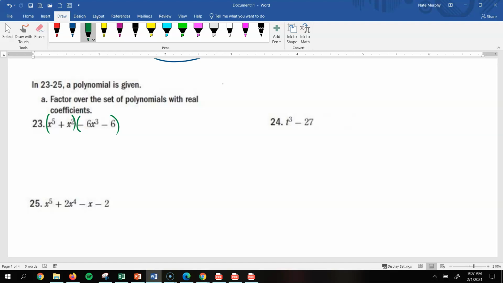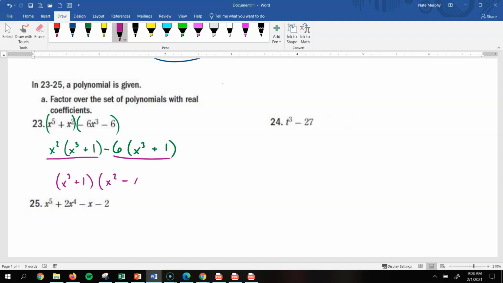All right, so in that first set of parentheses, I look for my greatest common factor, which would be x squared. So that would leave me with x cubed plus 1. In the second set of parentheses, since the first term is negative, I want to factor out a negative. And I see they're both divisible by 6, so factor out a negative 6. When you do that, negative 6x cubed divided by negative 6 would be a positive x cubed, and negative 6 divided by negative 6 would be a positive 1. So what we want to do is look at this as being two separate terms, and both of those terms have x cubed plus 1 as your common factor. And then we would have x squared minus 6 left over.